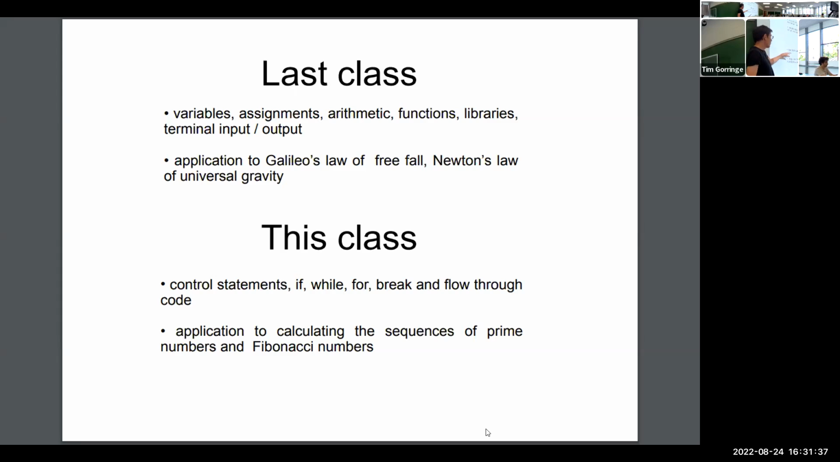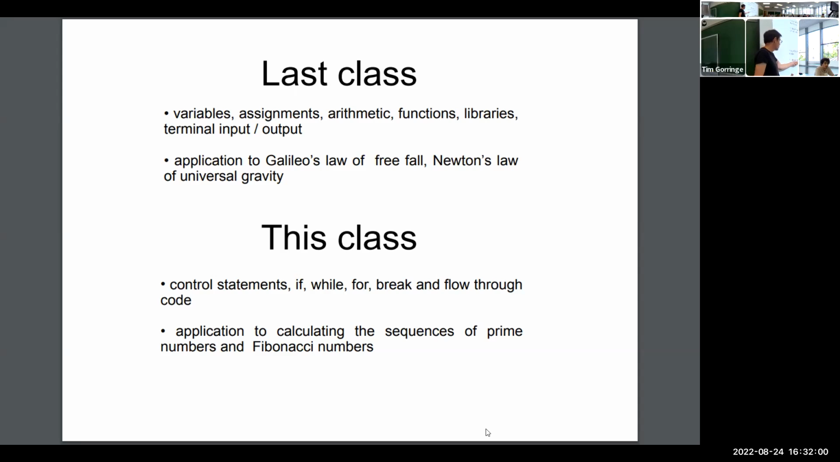Today's class, I want to talk about what we call control statements in Python. So I'm going to talk about if statements and while statements, a little bit about for statements and the break statement. So those affect the control of the flow through a program or through a code.